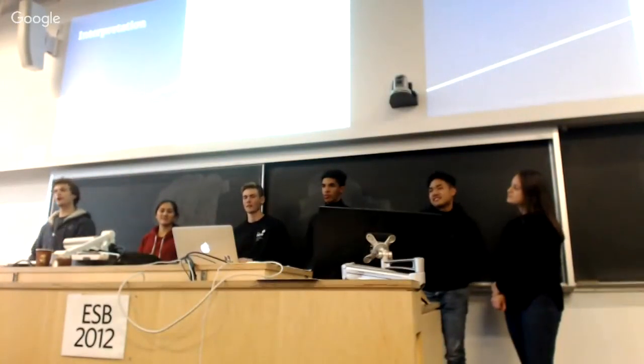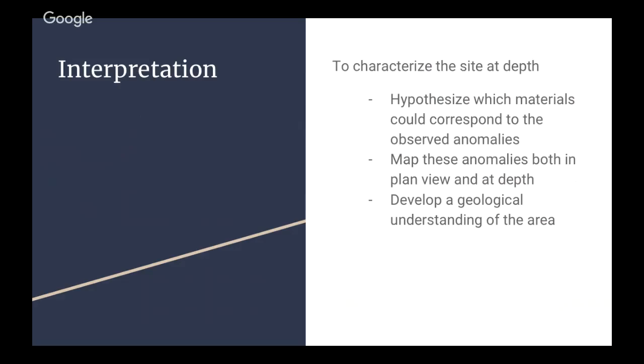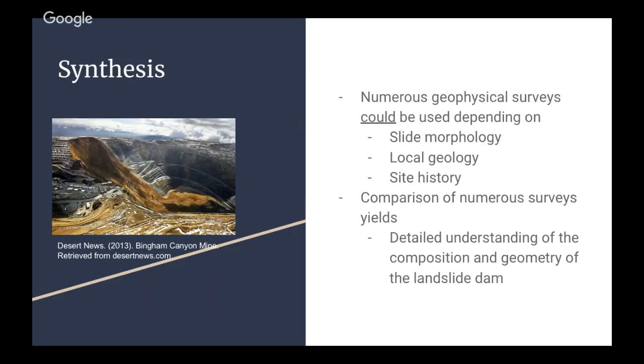Interpretation, you can then look at both the model and the things created in the app and compare them to find things like anomalies, location, depth, and so on. And using all these things based on a series of different surveys, you can figure out exactly what is going on inside your landslide dam.